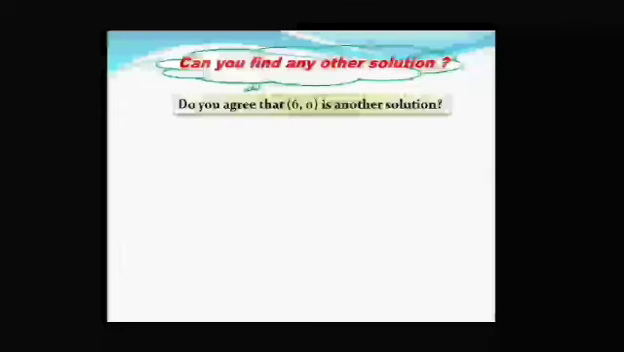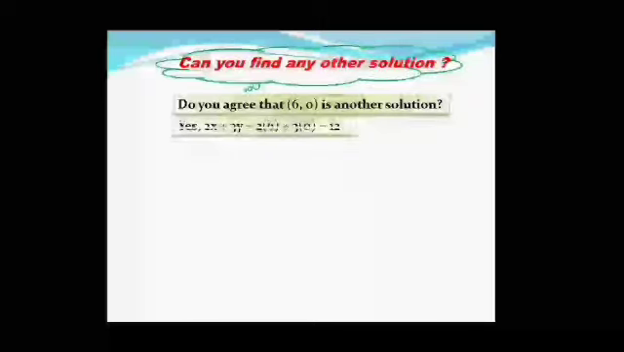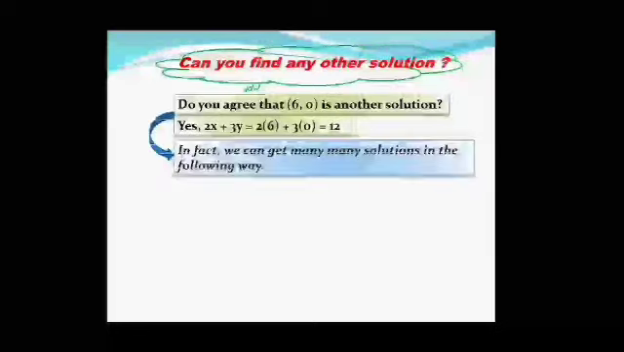Can you find any other solutions also? Do you agree (6, 0) is another solution? Yes, when we substitute in place of x 6 and in place of y 0, we will again get 12. It means (6, 0) is also a solution of given equation. In fact, we can get many solutions in the following way.